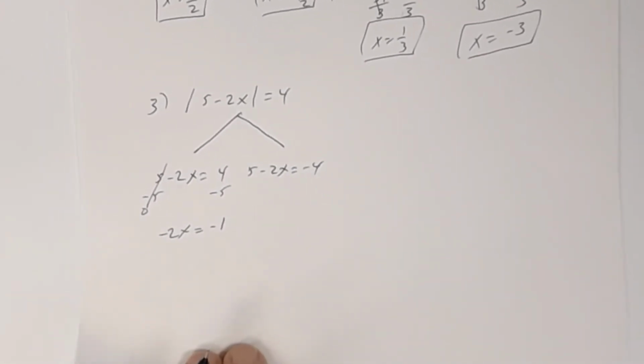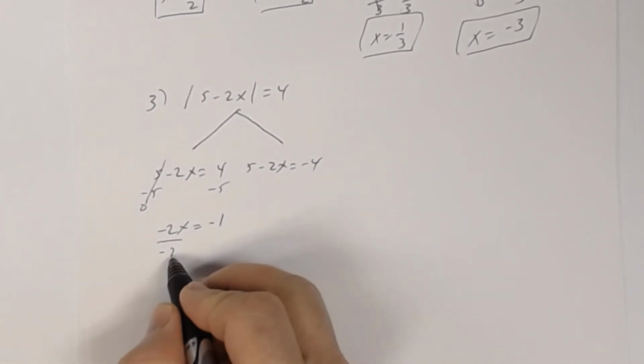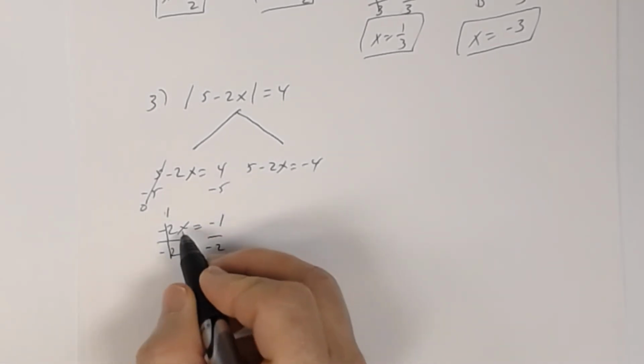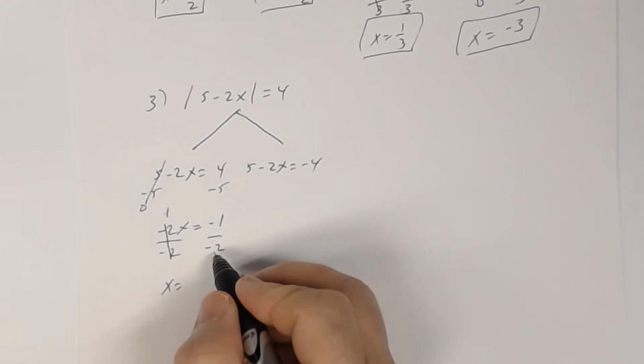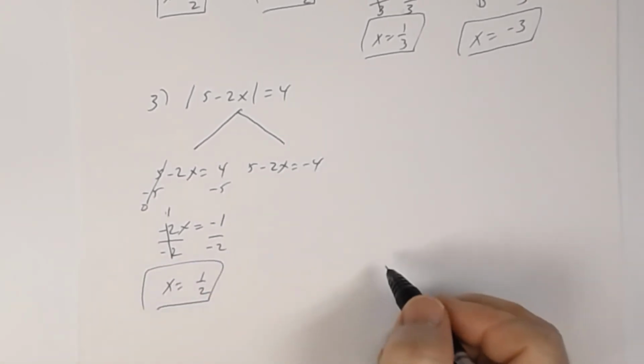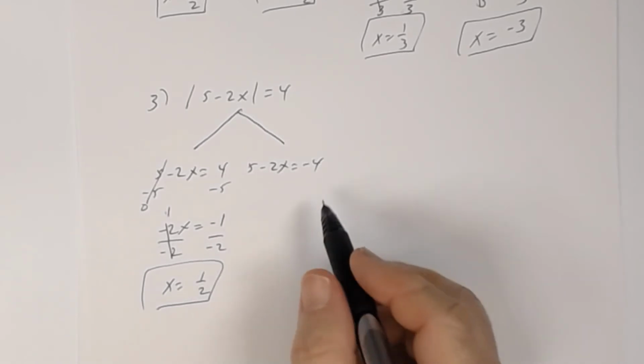Divide both sides by negative 2. Negative 2 divided by negative 2 is 1. 1 times x is x. A negative divided by negative is a positive, and so that's just 1/2. So there's your solution. One of them. There are 2 of them.